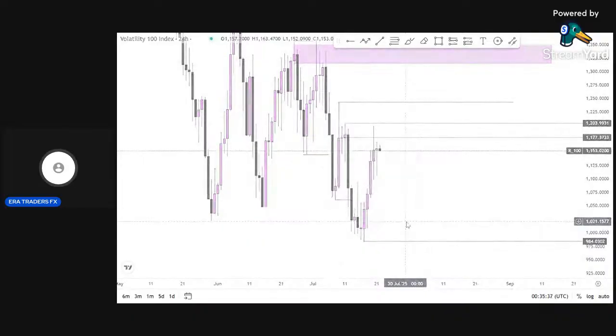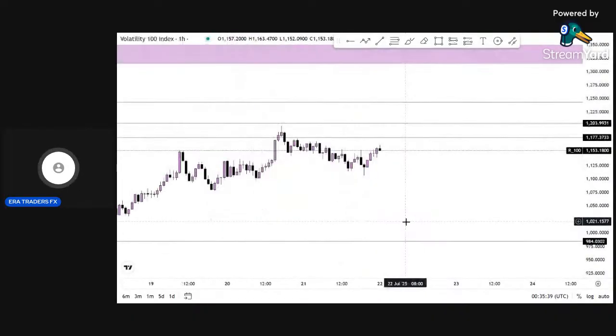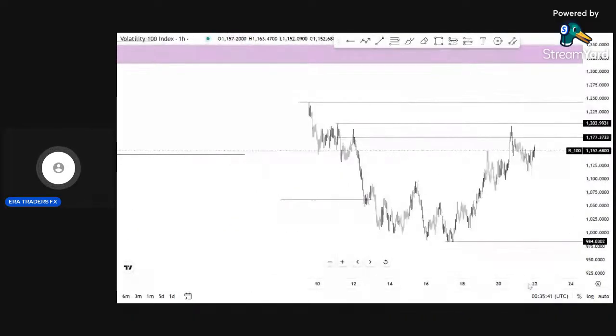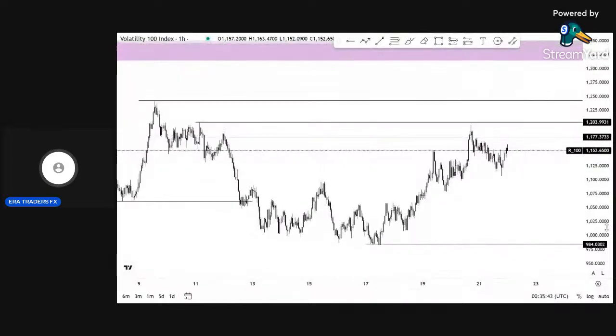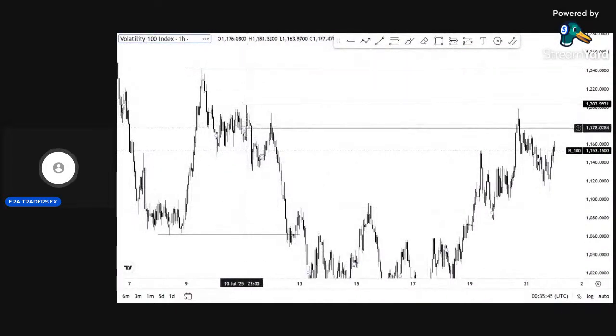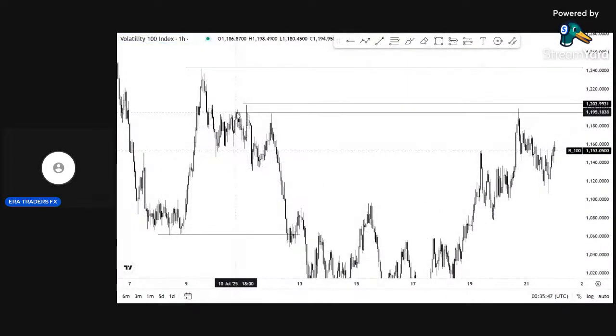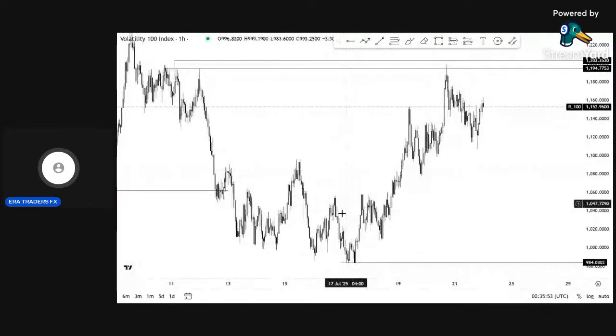So 1 hour time frame, let me look at the 1 hour time frame from this level. Okay, I can even see the liquidity engineering clearly from the 1 hour time frame. So yeah, this was it. This was the liquidity engineering I saw.